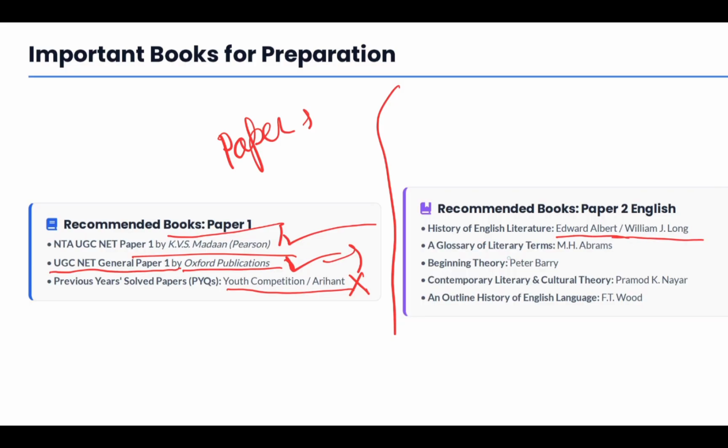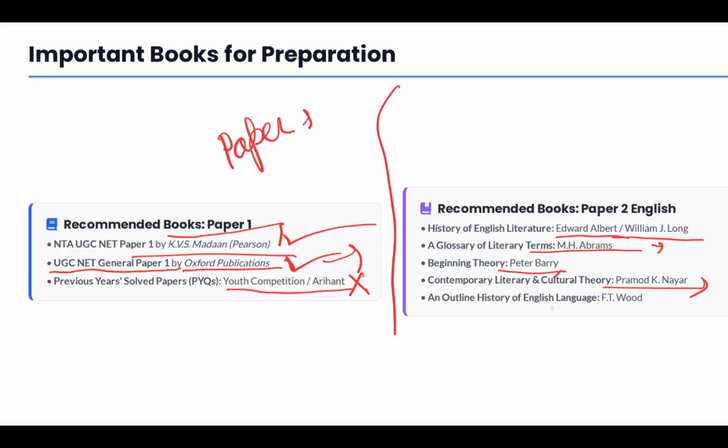So, and then Glossary of Literary Terms by M.H. Abraham, very important book. Beginning Theory, Peter Barry, very important book. And then Contemporary Literary and Cultural Theory by Pramod K. Nair, very important, must buy.